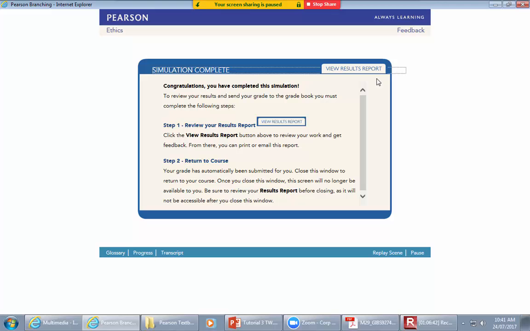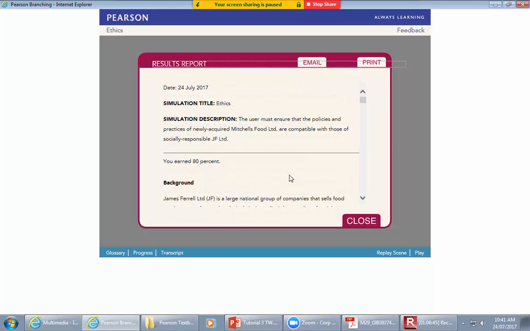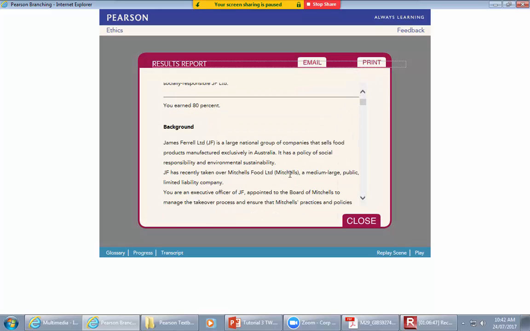As you see at the bottom here, you'll find View Results Report, and you're given a percentage usually. We got 80%, okay? And you can go through this and see why it's 80%. It means that we haven't actually chosen the best options along the way, and why, okay?